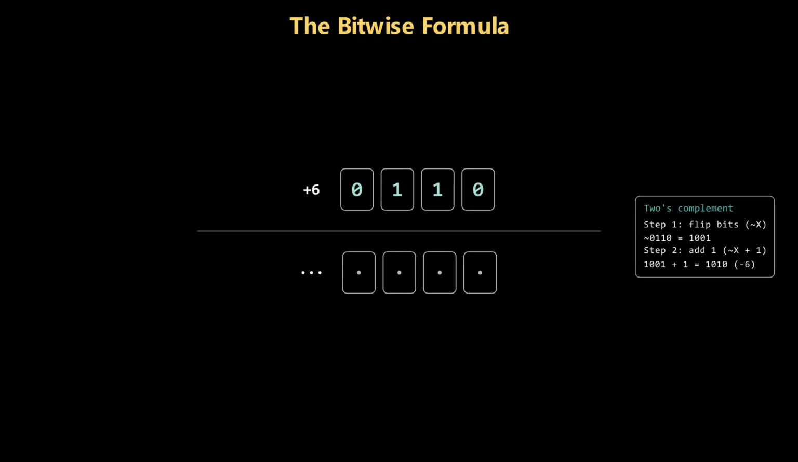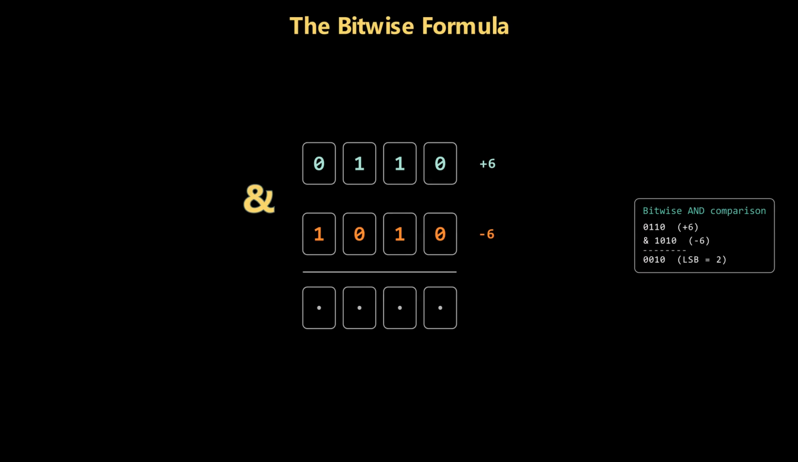Computers store negative numbers with 2's complement. To build -6, flip every bit of 0110, you get 1001. Then add 1. The bits ripple into 1010, the binary form of -6.